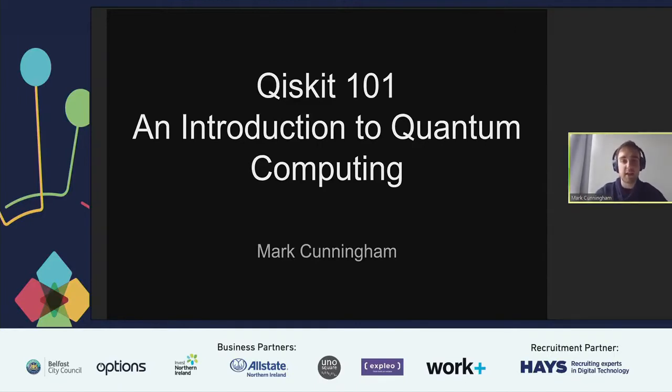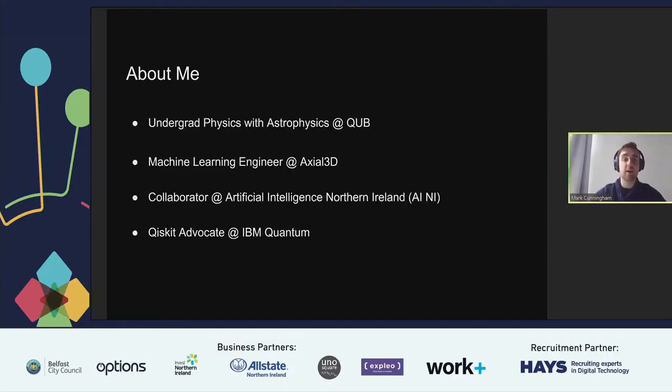So the title of today is Qiskit 101, An Introduction to Quantum Computing. My name is Mark Cunningham. About me, I'm an undergraduate physics with astrophysics student at Queen's University Belfast. I'm a placement year machine learning engineer at Axial 3D, about to return to my final year of physics. I'm a collaborator at Artificial Intelligence Northern Ireland, or AI&I for short. And more related to this topic today, I'm a Qiskit advocate at IBM Quantum.